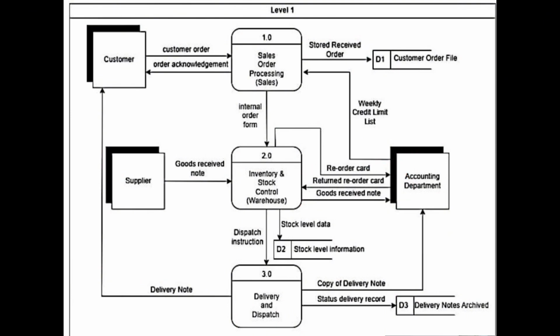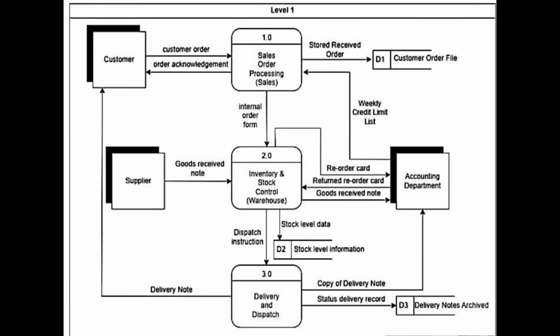In addition, the system manages incoming supply from the supplier. When new goods arrive at the warehouse, they are accompanied by a goods received note. The warehouse updates the stock level accordingly to reflect the new supplies. The goods received note is then forwarded to the accounting department to support the financial recording, invoicing, and payment activities handled outside the system.